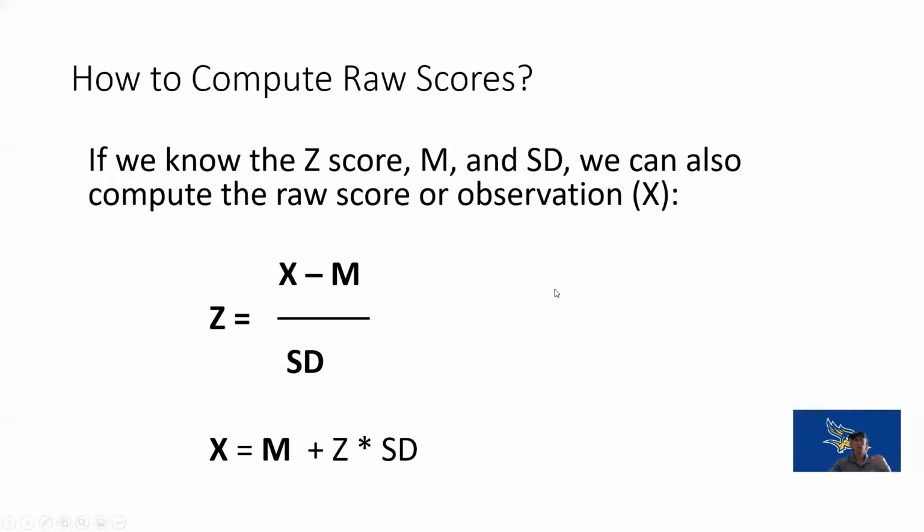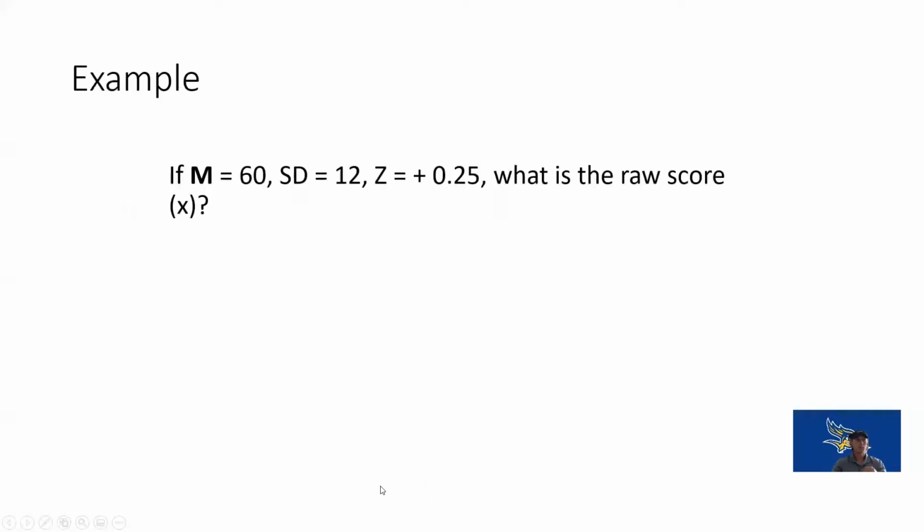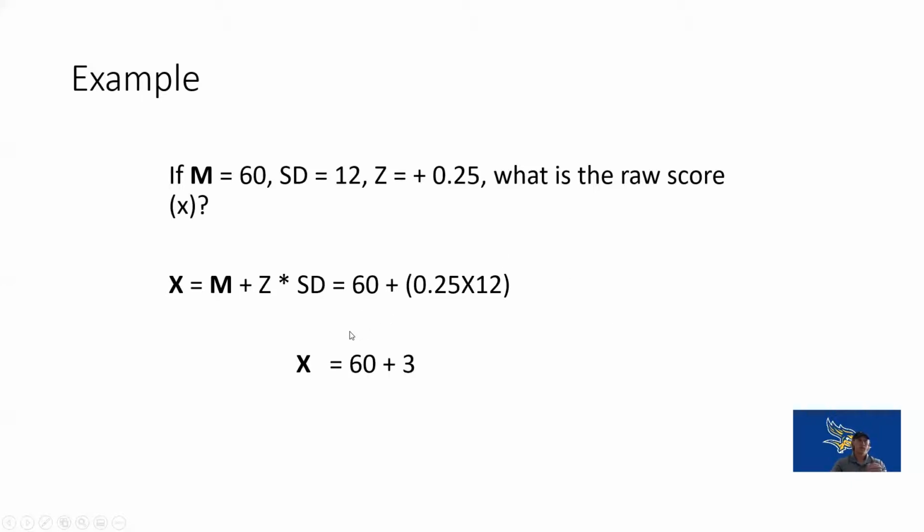Okay, if we know the Z-score, the mean and the standard deviation, we can also break it back down to find what the raw score was. Here's my equation: my raw score equals the mean plus the Z-score times the standard deviation. So if the mean is 60, standard deviation is 12, and the Z-score is 0.25, and I want to know what was that participant's raw score, what did they actually score on that test? I can plug those in, and in this case, my raw score was 63, because it's 60 plus the standard deviation times the Z-score. So we're converting out of standard deviation units back into whatever units we tested using.